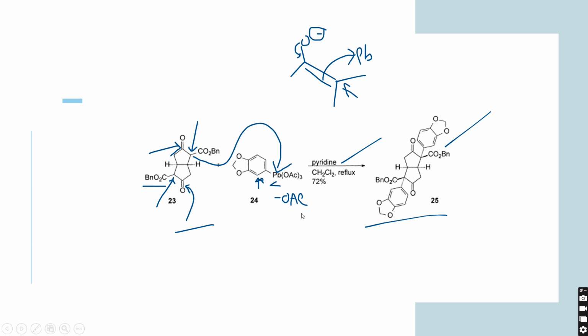Okay, and another aryl transfer reaction we saw, where this aryl group, which is attached to the lead center, was transferred to the centers containing highly acidic proton. Okay, in presence of pyridine, it is seen that the aryl groups are transferred to the alpha position of the ketone.